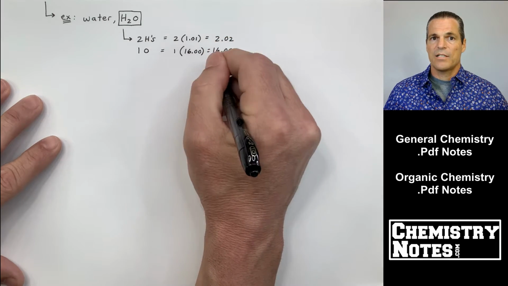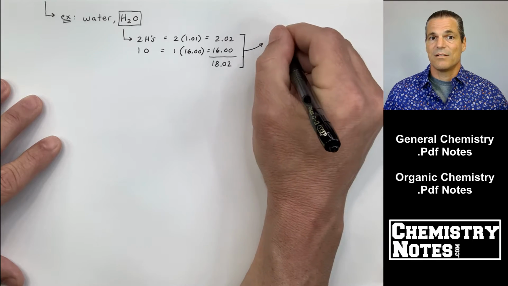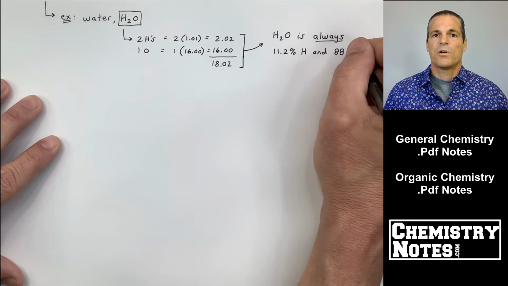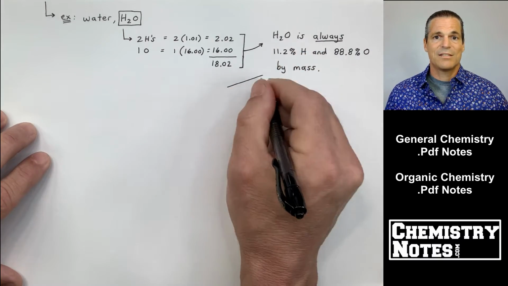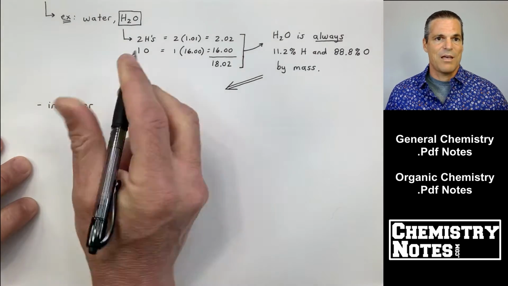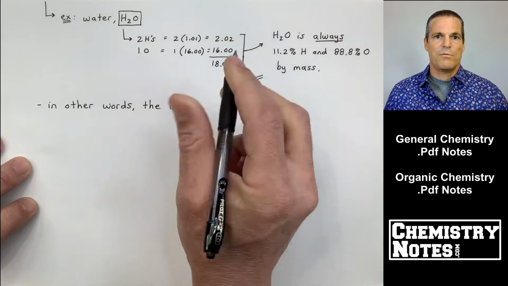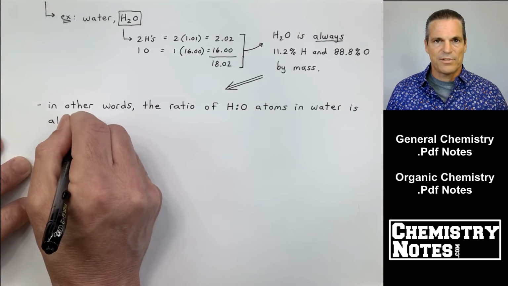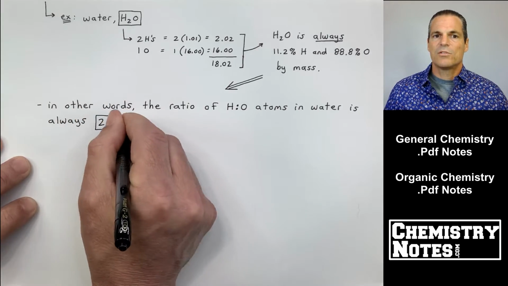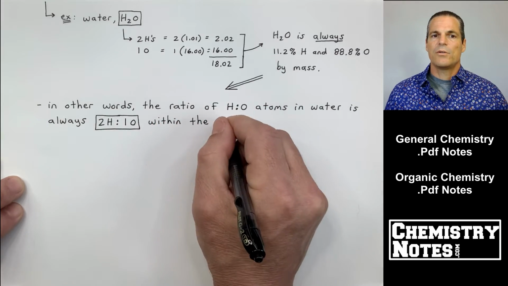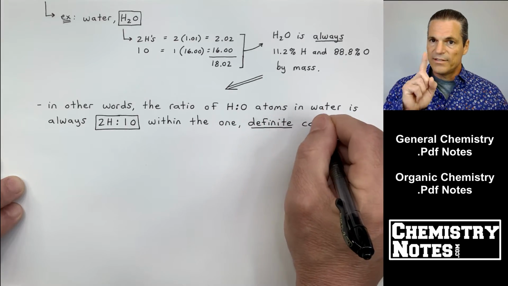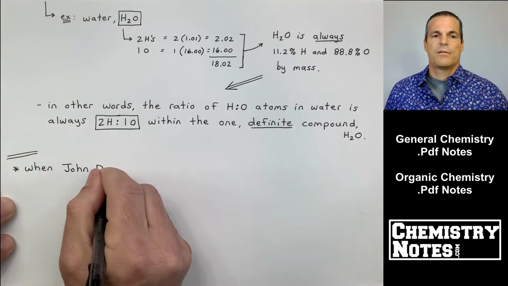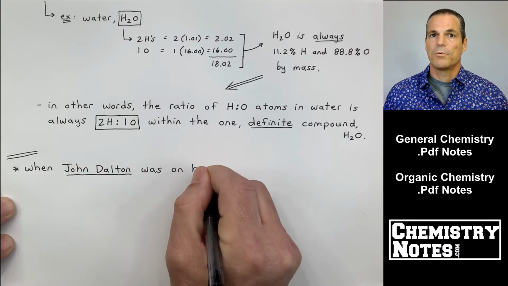So if you look up hydrogen on the periodic table, it weighs 1.01. Oxygen on the periodic table weighs 16. Okay, so of that 18.02 total mass, H2O is always responsible, hydrogen is always responsible for 11.2% of that mass. Oxygen's always responsible for 88.8% of that mass. I can put it much more simply, and I'm going to do it right now. It says, in other words, the ratio of hydrogen to oxygen atoms in water, no matter how small the sample size, how large, the ratio is always 2 hydrogens to 1 oxygen. Okay, so the ratio is always 2H to 1 oxygen in that one definite compound, H2O. Okay, see how I use the word definite there? There's one compound, one definite compound. All right, so that'll be helpful when we get to the third law, law of multiple proportions.